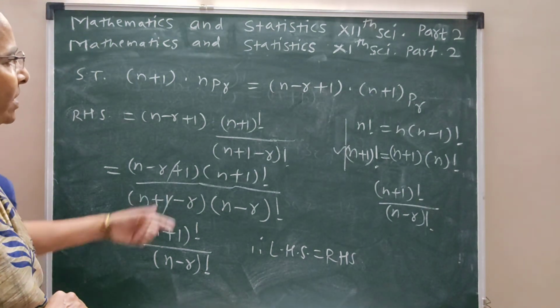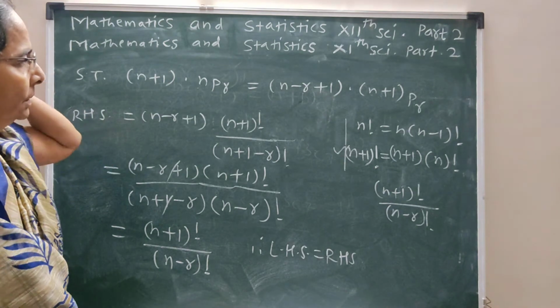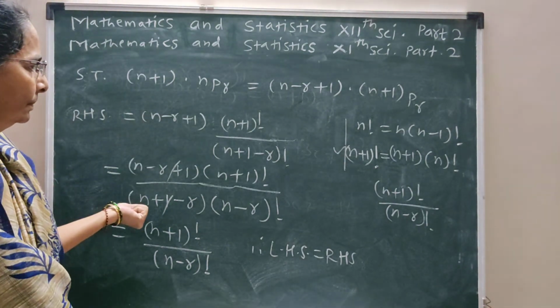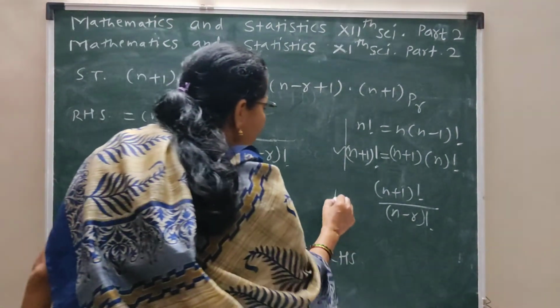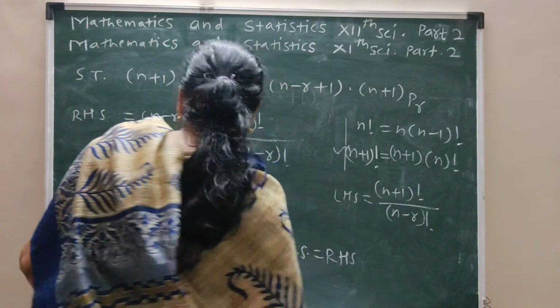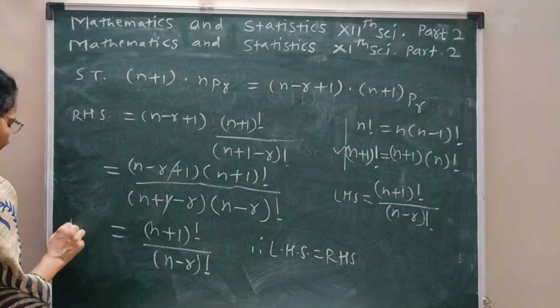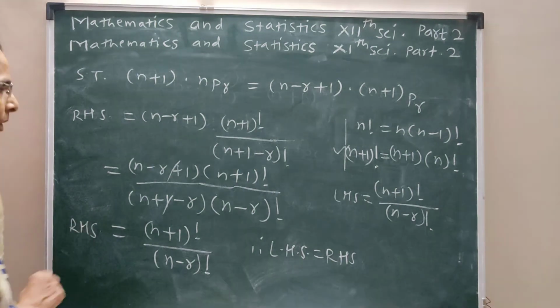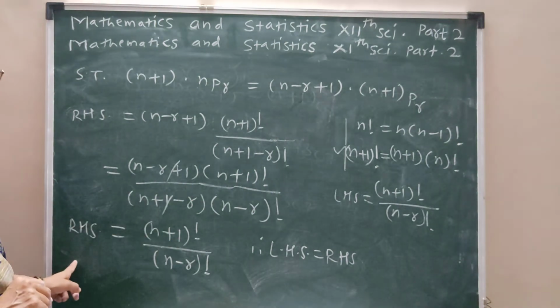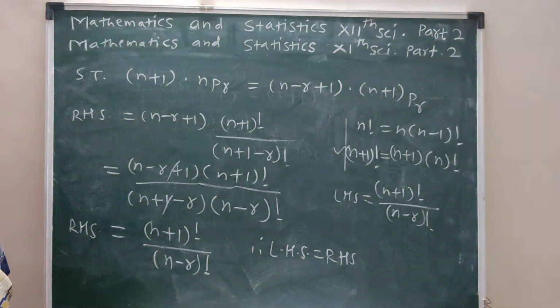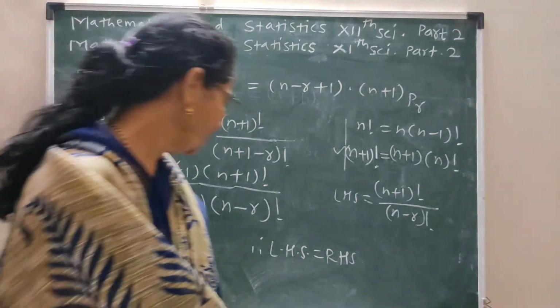First find LHS properly, then RHS. This was LHS. Find RHS here. Both the values are same. Therefore we say that LHS is equal to RHS.